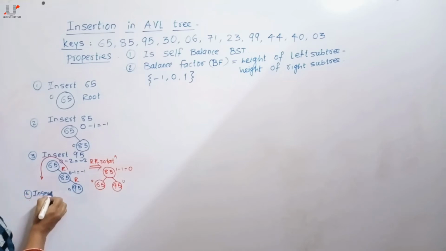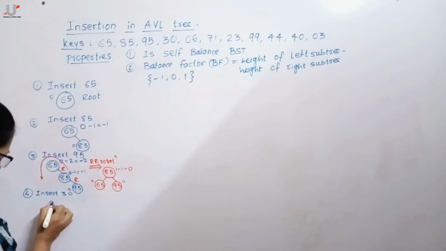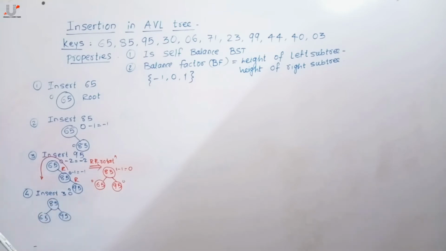Insert 30. So the initial AVL tree is now 85. To the left of 85 is 65. To the right it's 95. Now we have to insert 30.